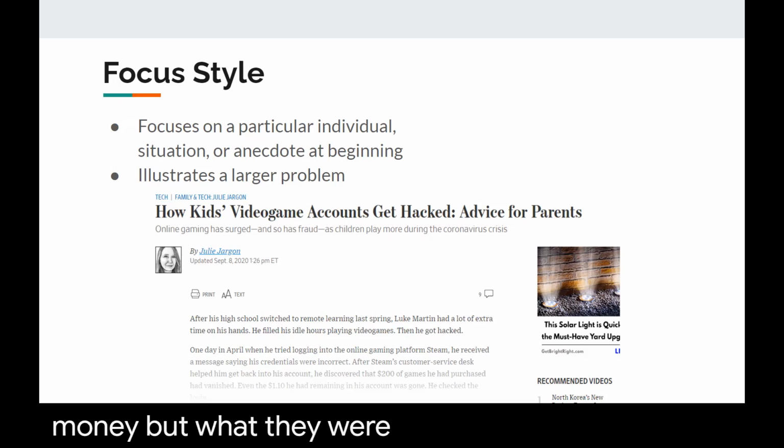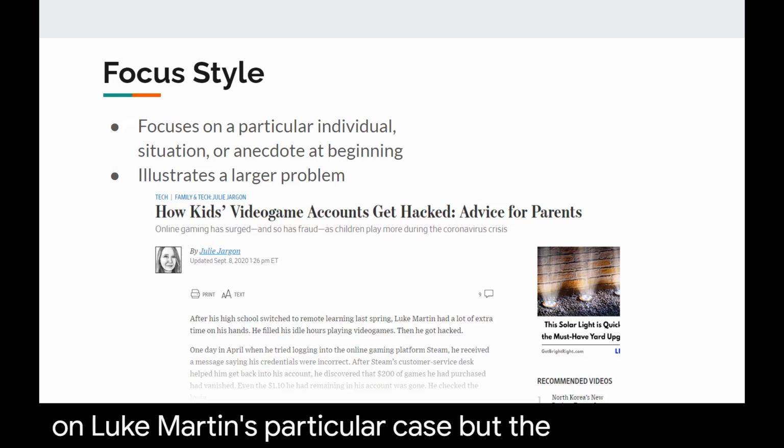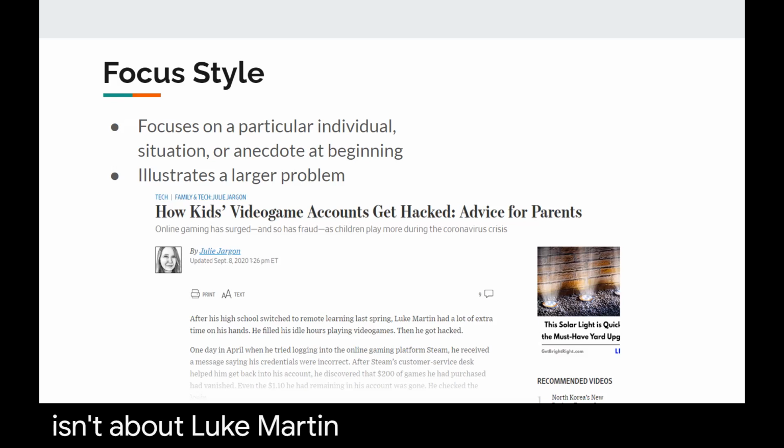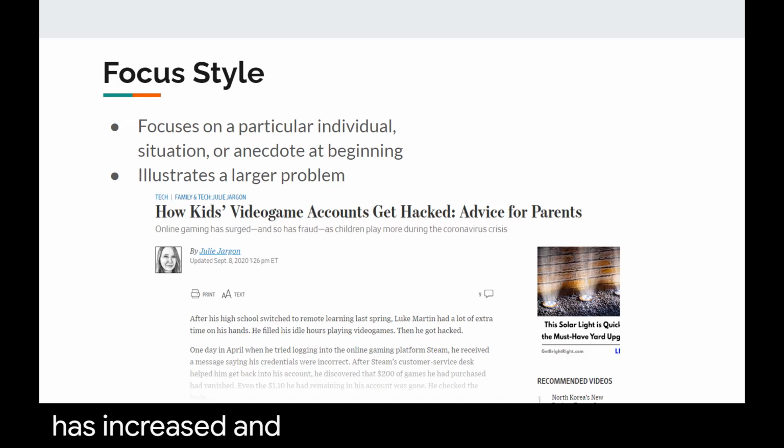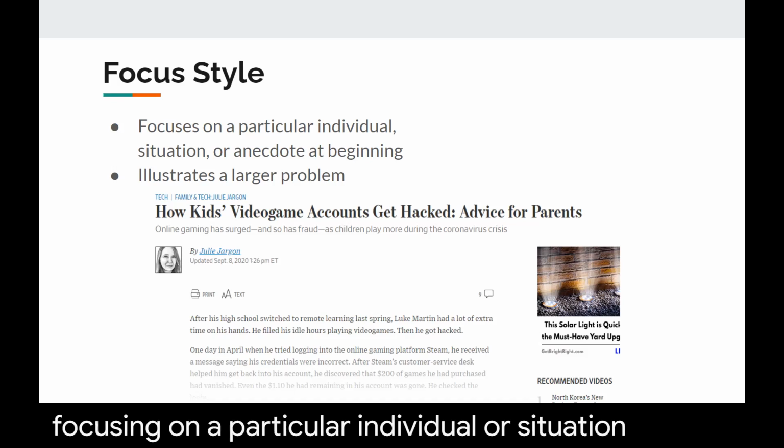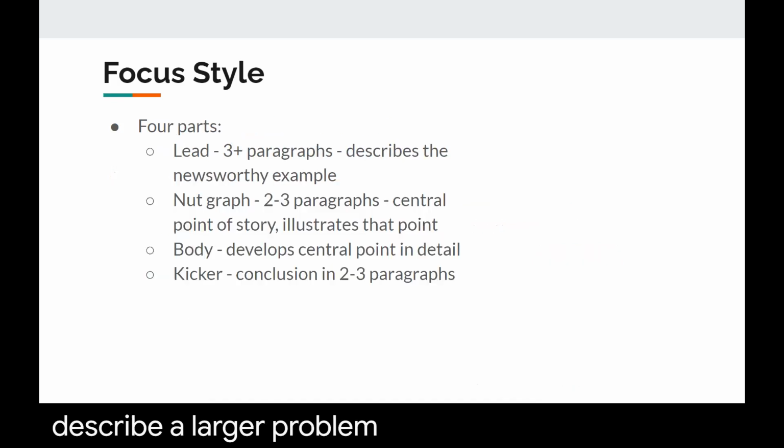But what they were doing is they're focusing on Luke Martin's particular case. But the story really isn't about Luke Martin. It's about how online gaming has increased, and then because of that, fraud cases have as well. So here you're focusing on a particular individual or situation to describe a larger problem.